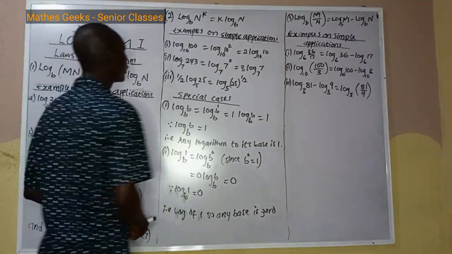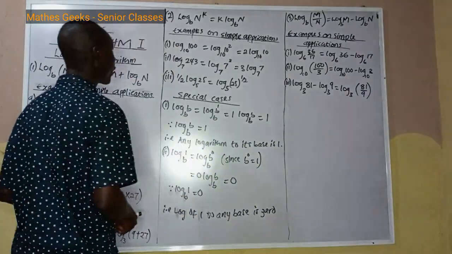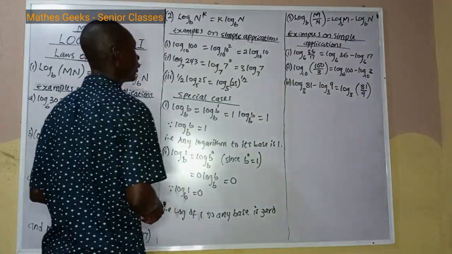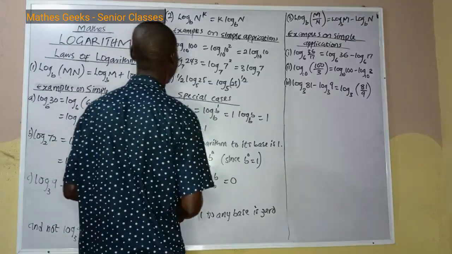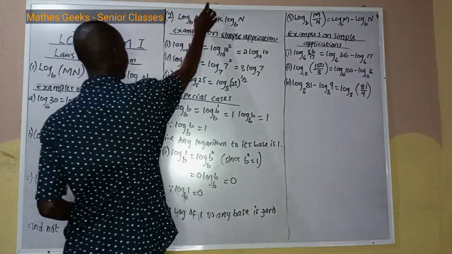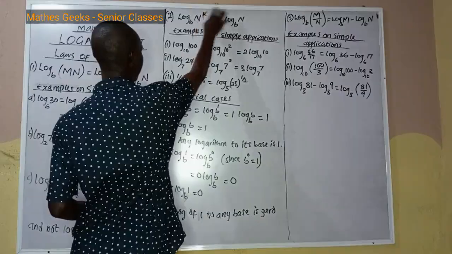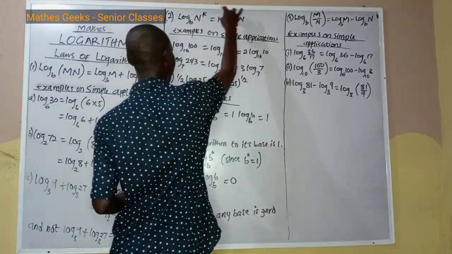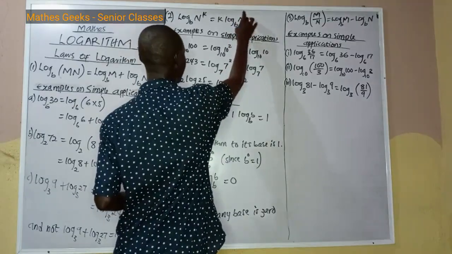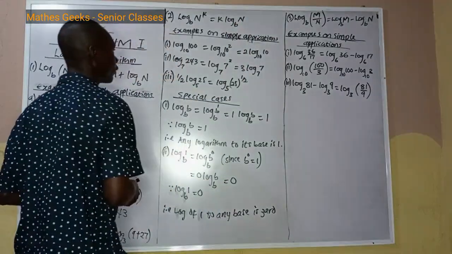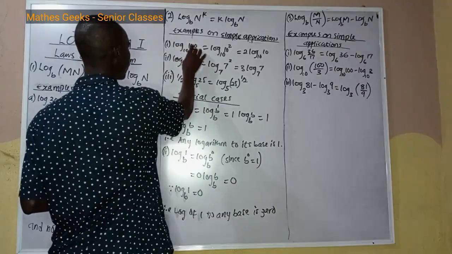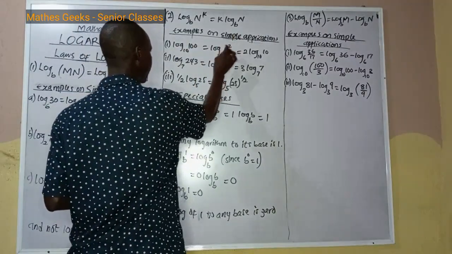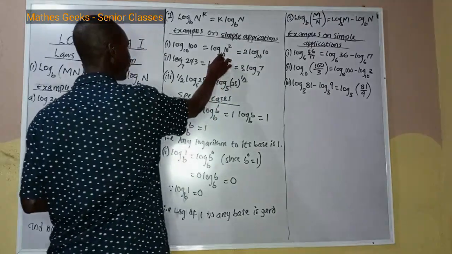Number 2, log n raised to the power k to the base b is equal to k log n to the base b. Which means that the logarithm of n raised to a specific power is also equal to that power multiplying log n to the base b. So an example of a simple application is log 100 to the base 10 is equal to log 10 raised to the power 2 to the base 10.